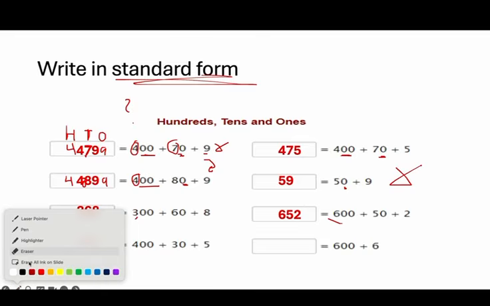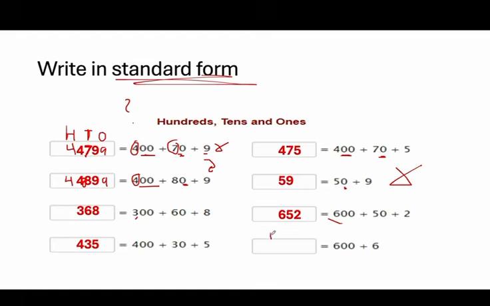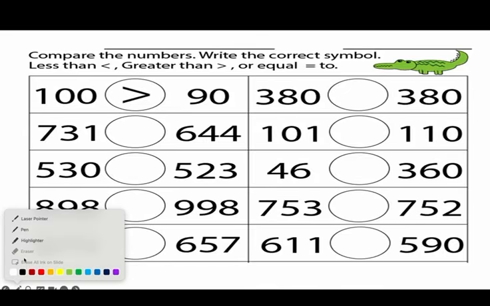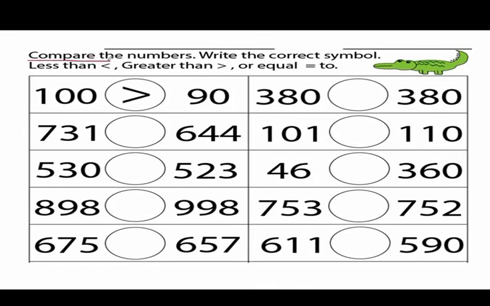What's my first step? H, T, O. Which number am I going to write under the hundreds? The 6. Top, what about the tens? No tens. So I'm going to put 0. And the ones, 6. 606. Now we are going to compare the numbers.